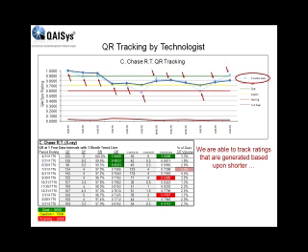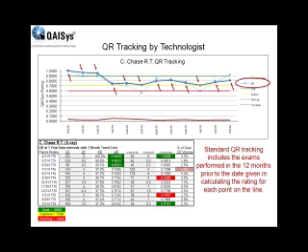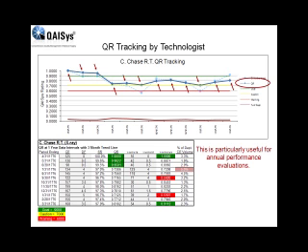We are able to track ratings that are generated based upon shorter or longer time frames. Standard QR tracking includes all exams performed in the 12 months prior to the date given when calculating each point on the line. This is particularly useful for annual performance evaluations.